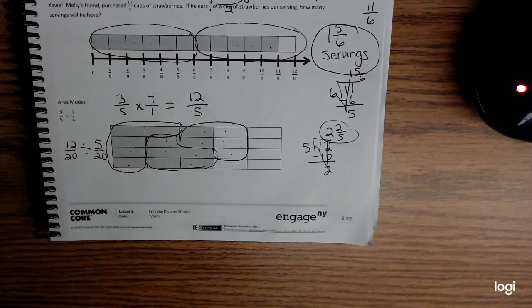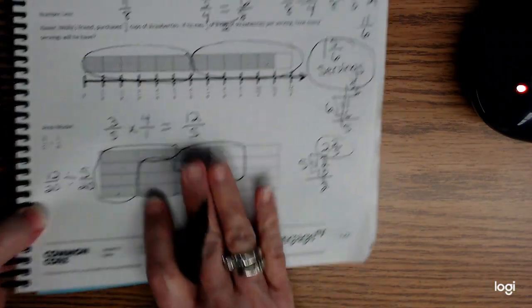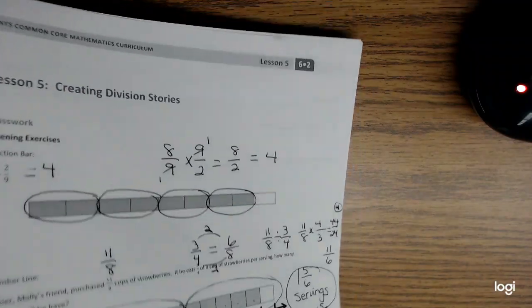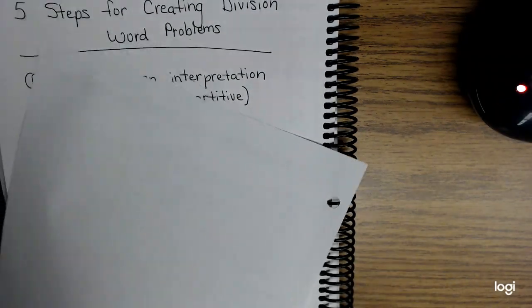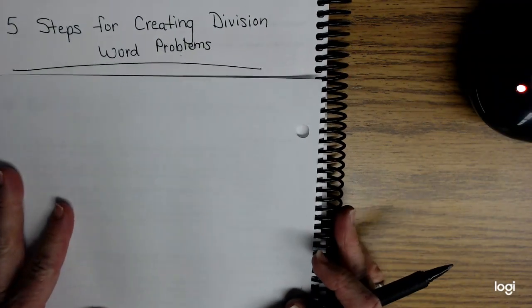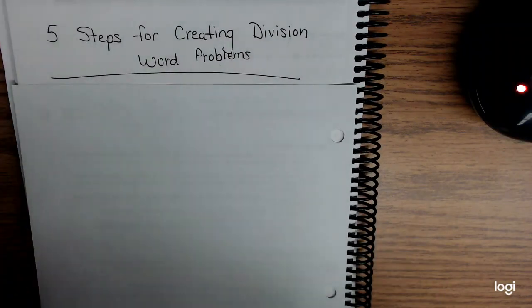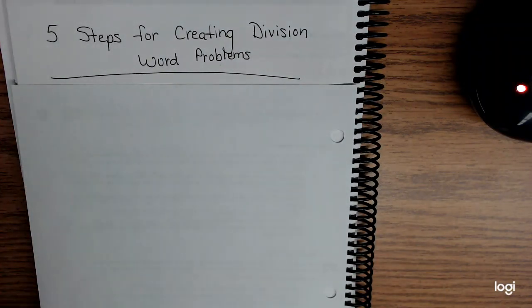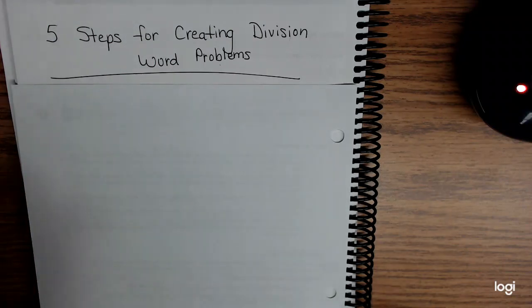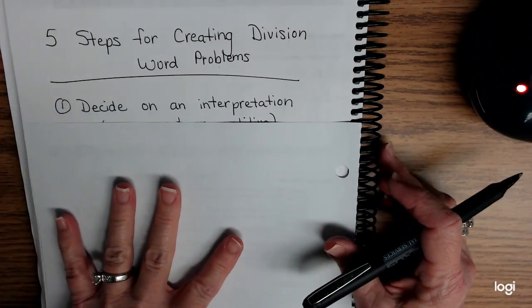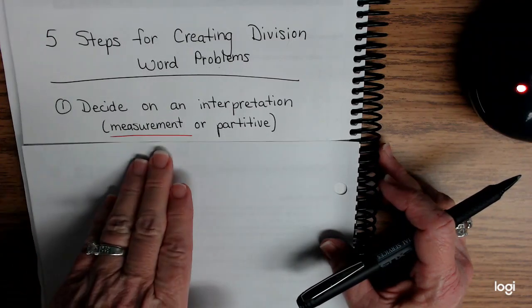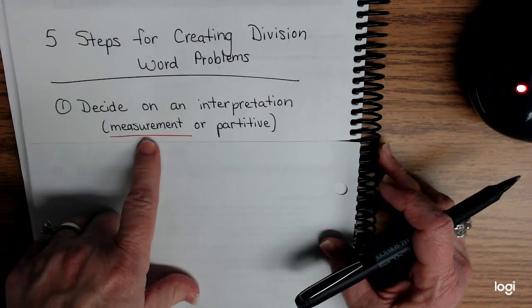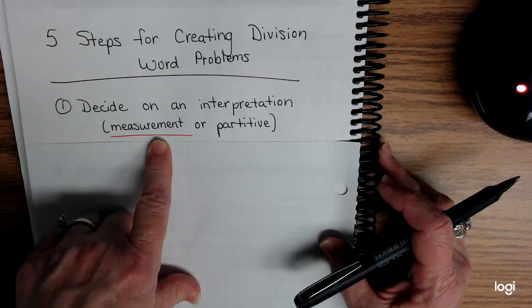All right, what I'd like for you to do is take this book right here, and flip it back this way because we're going to write some notes in our math book. We're going to create our own division problems, so I would like for you to go ahead and write the 5 steps for creating division word problems. Please pause your video so that you can write this down. Once you've written that down, I want you to write step number 1, which is we're going to decide on an interpretation. And it's either going to be a measurement or partitive. And you'll notice I have here measurement underlined because that's what we're going to look at today.